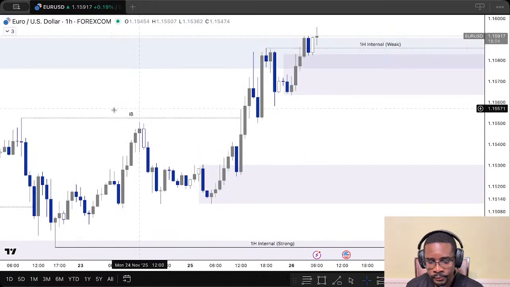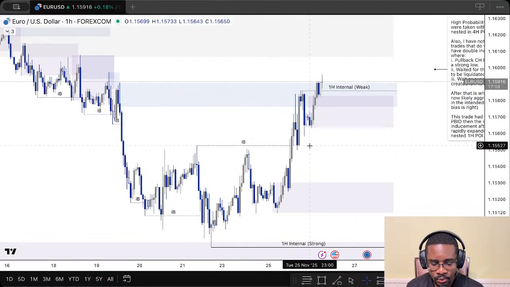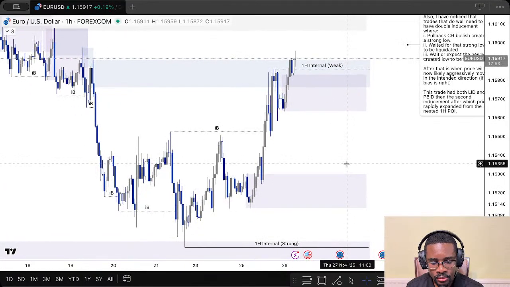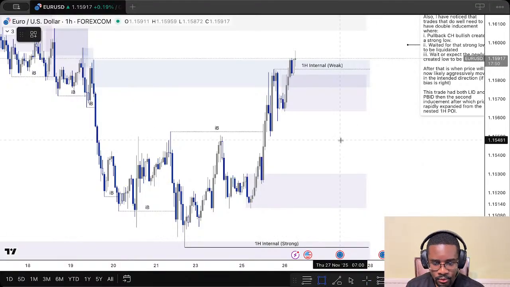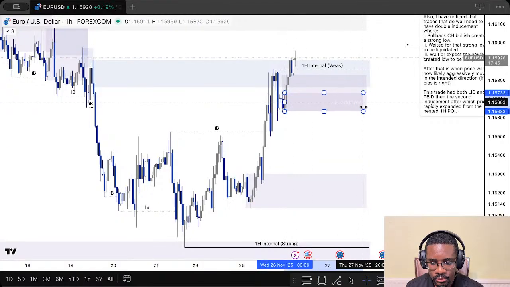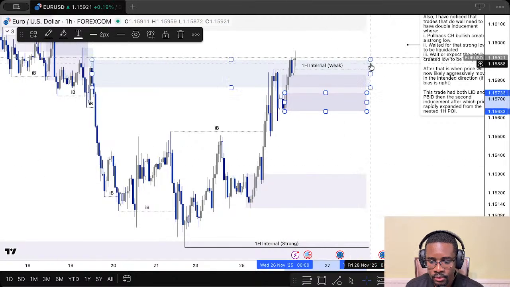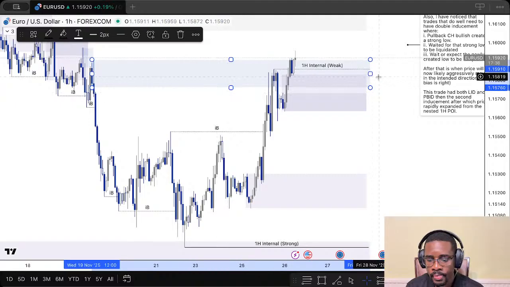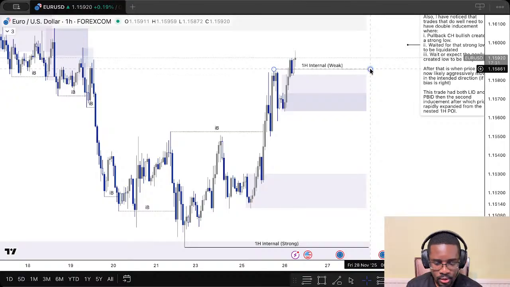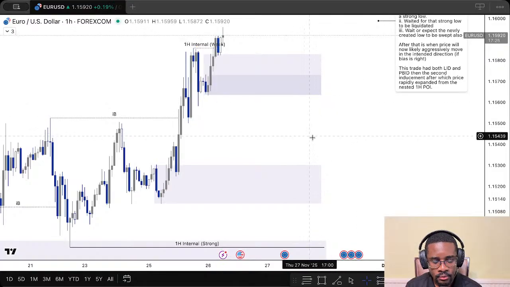So let's look at the 1 hour. Looking at the 1 hour, we do have this POI at the extreme. So that's where we could look to go long from. And then this one has been eliminated. And this week high is indeed weak, so that's why it was run over.